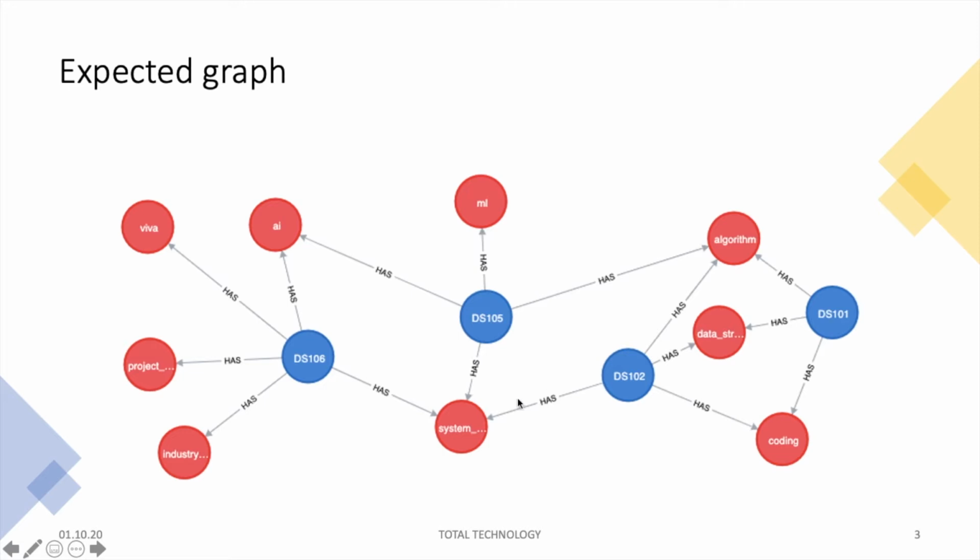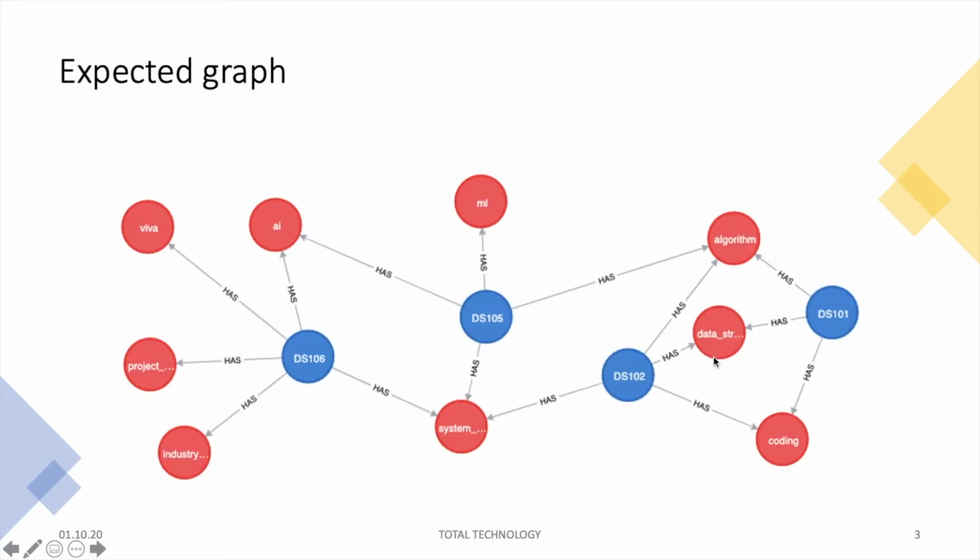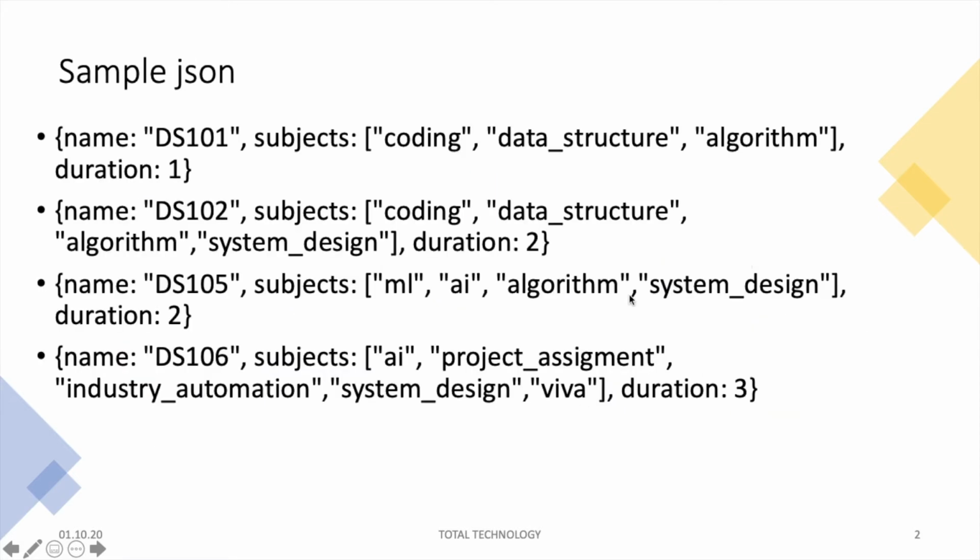So DS101, where is DS101? DS101 has algorithm, data structure, coding. DS102 has data structure, algorithm, coding, and system design. That is why this subject is connected to two different exams. But this subject is connected to 3 different exams: 105, 102, 101, and this is algorithm. Let's check. See, algorithm is part of 105, algorithm is part of 102, and algorithm is part of 101.